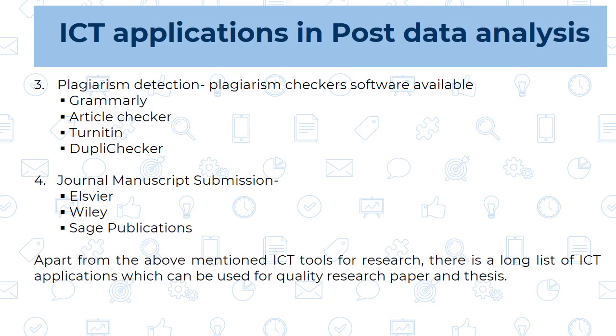Third is the plagiarism detection. Whenever a researcher is going to write down the thesis, he has to give the solid evidence against plagiarism, and for that anti-plagiarism, which are the softwares given by the ICT? First is the Grammarly, second Article Checker, third Turnitin, fourth is the Duplichecker. So we can use any of these.